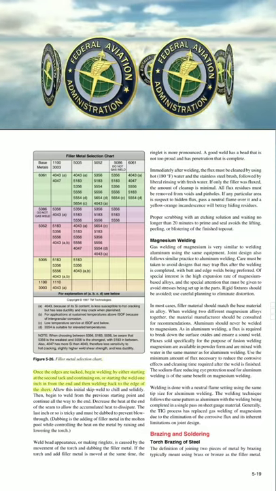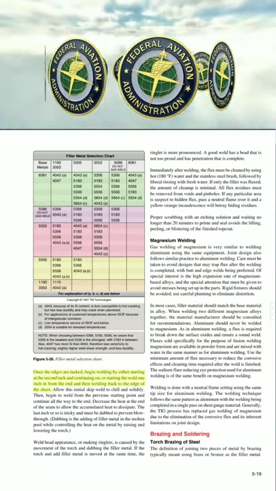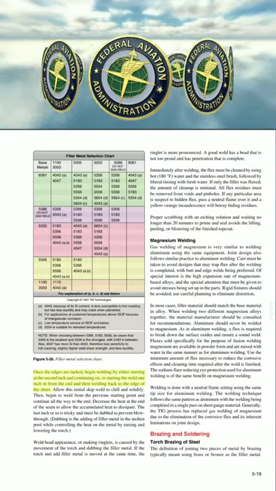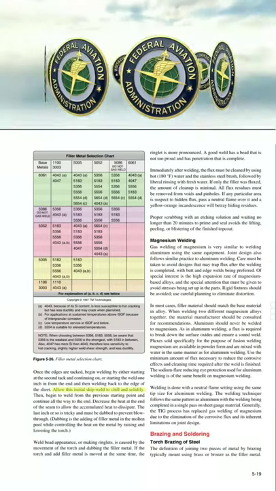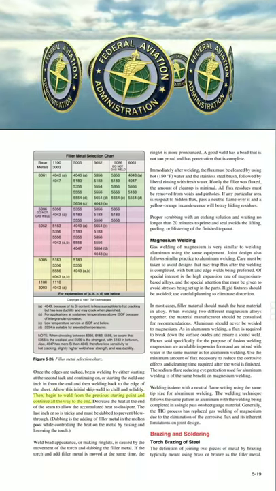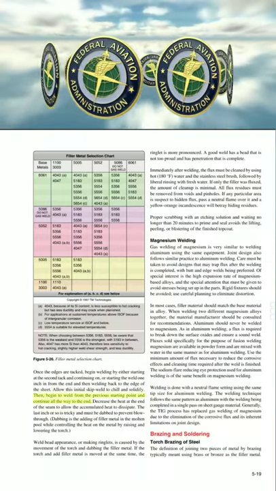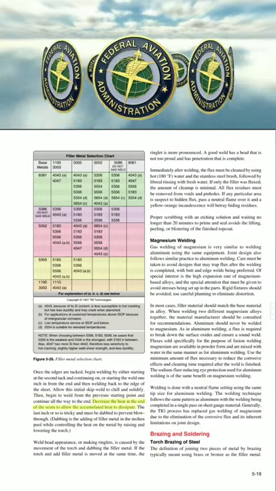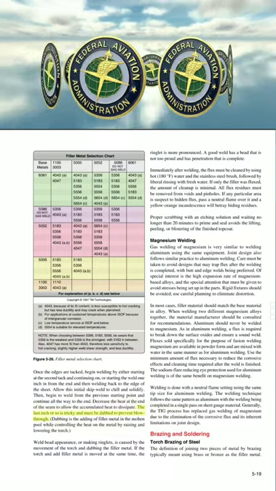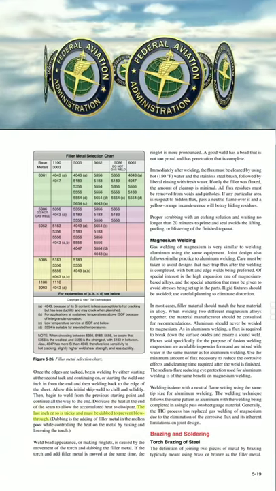Once the edges are tagged, begin welding by either starting at the second tag and continuing on, or starting the weld 1 inch in from the end, and then welding back to the edge of the sheet. Allow this initial skip weld to chill and solidify. Then, begin to weld from the previous starting point, and continue all the way to the end. Decrease the heat at the end of the seam, to allow the accumulated heat to dissipate. The last inch or so is tricky, and must be dabbed to prevent low throw.